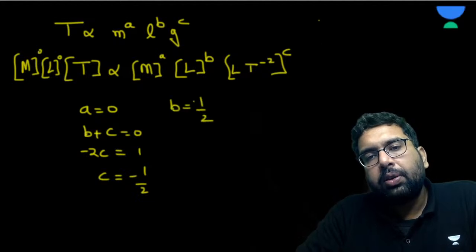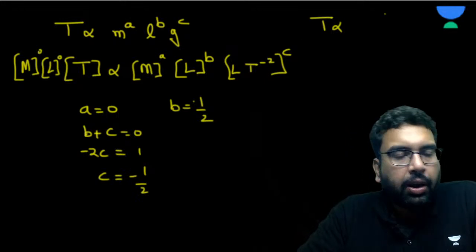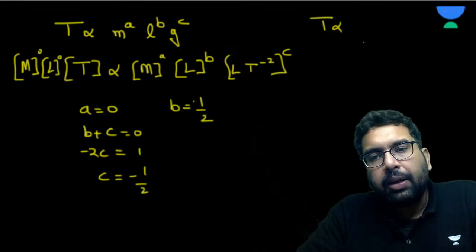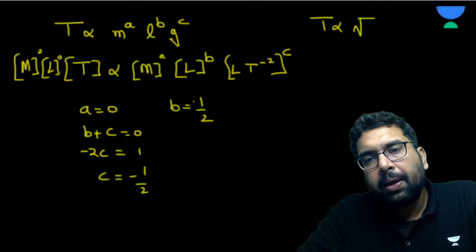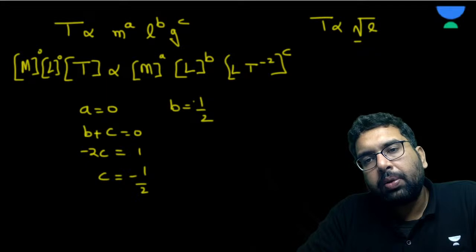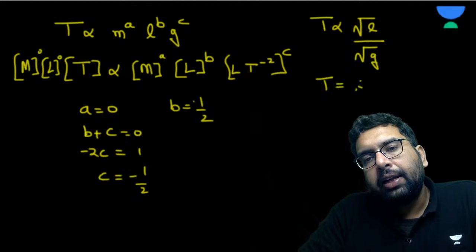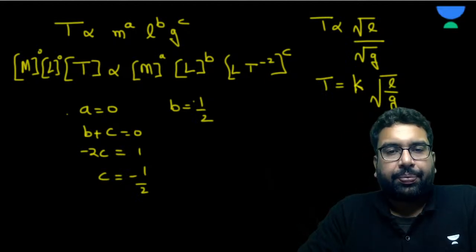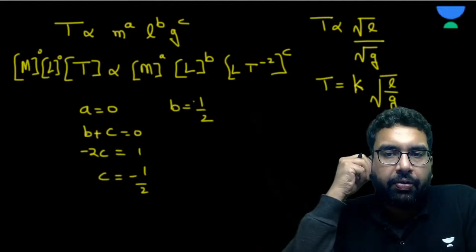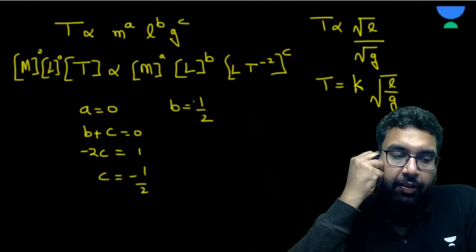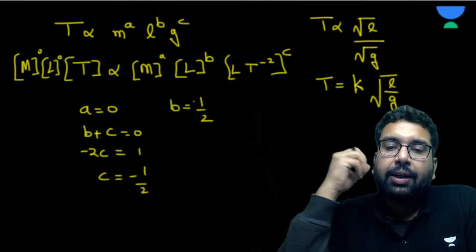So what we get is T is proportional to M to the power 0, so M is gone, L to the power b, so root L, and g to the power minus 1 by 2, so root g. So T is proportional to root L by g. You can say that T is equal to k times root L by g. This is how you can relate different physical quantities if you want to understand the dependency.